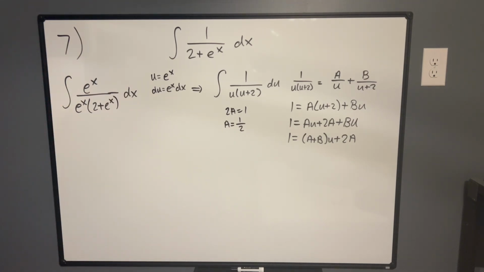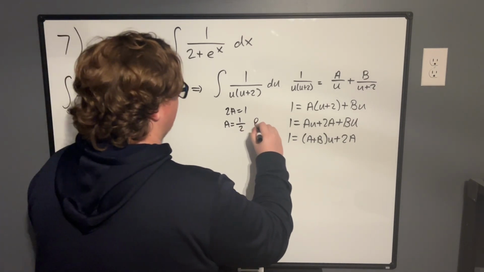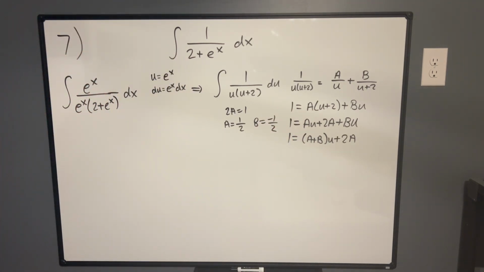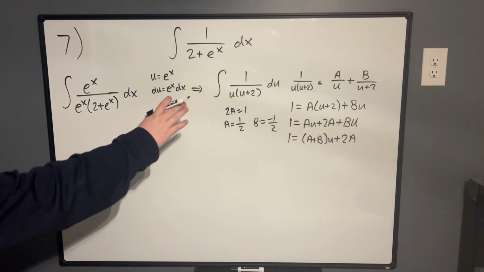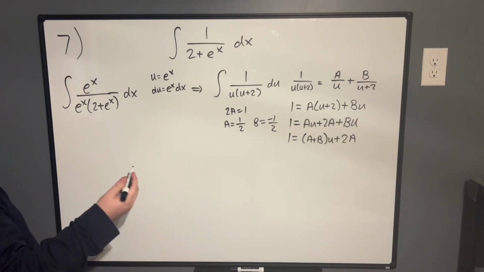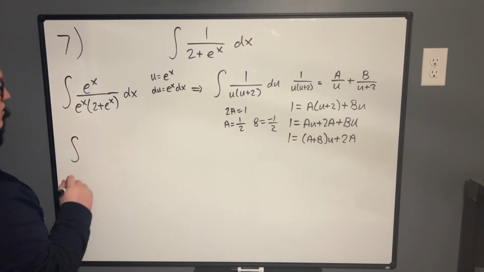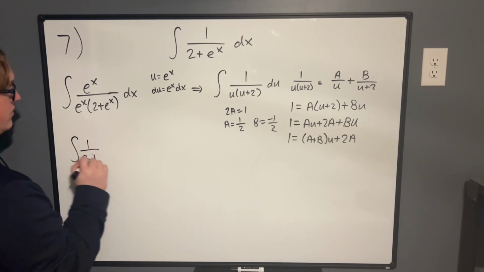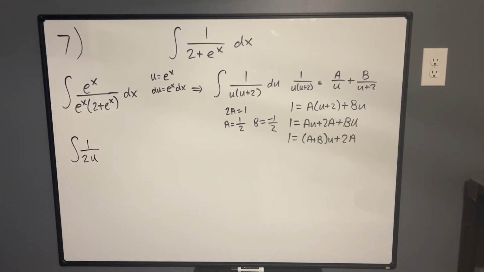And then if I know that a plus b needs to equal 0, then I can just say that b is equal to negative 1/2. Because if I add these, of course, I will get 0. So now we can bring this integral down here and replace it for that partial fraction form. So we have the integral, it's going to be a over u, so that's 1 over 2u, right? That's 1/2 times 1 over u.